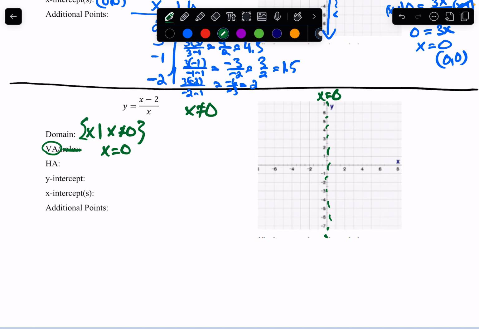Hold on. So our degree of numerator is 1, degree of denominator is 1, so those are equal. So we take the ratio of the leading coefficients, which in this case is going to be 1. So y equals 1. Here we go, right here. Okay, next we're going to calculate the x-intercept and the y-intercept.